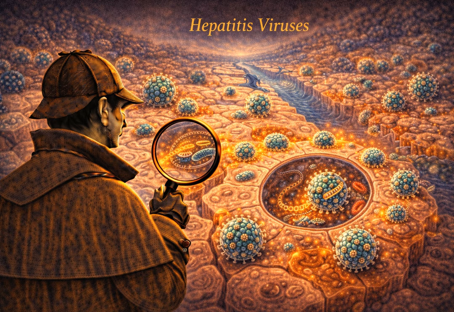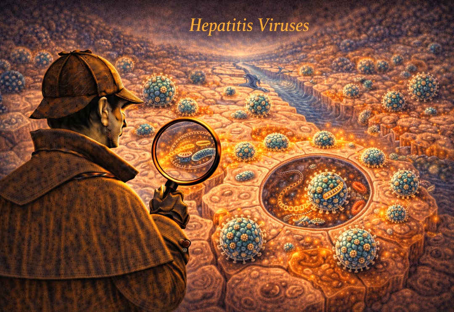You have A and E, the hit-and-run squad that come in through the gut, hit the liver hard and fast, and leave. A is dangerous for the community due to asymptomatic kids. E is dangerous for pregnant women. Then you have B, the master strategist, a DNA virus that uses decoys to confuse the enemy and hides its genetic code in the nuclear cccDNA. It plays the long game, especially in babies who can't fight back.